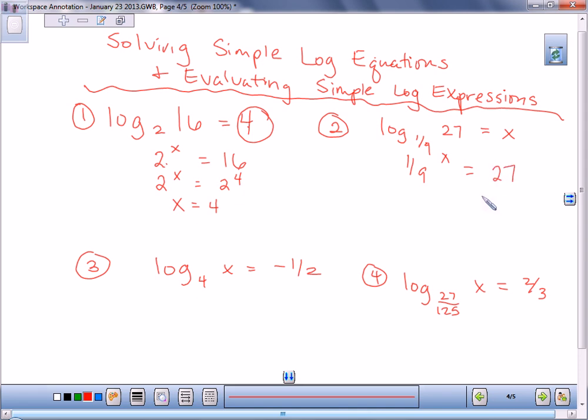What is the like base for 1/9 and 27? 3. So 1/9 is 3 to the negative second. 27 is 3 to the third. So I get negative 2x equals 3. So x equals negative 3/2. Now, once again, if you can look at the first one and go negative 3/2 without showing work, I am completely fine with that. Any questions on numbers 1 and 2?